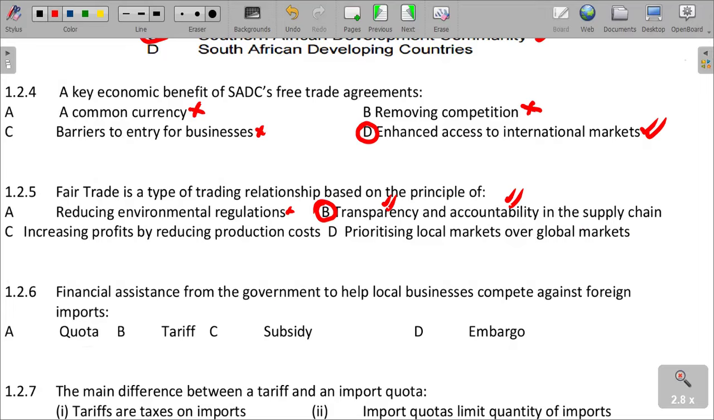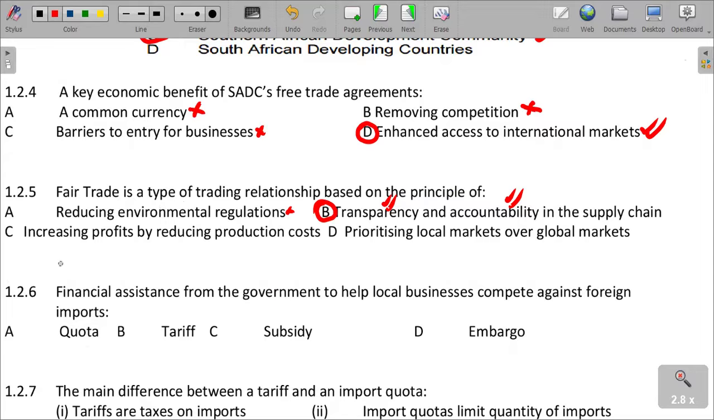These are also principles upheld by the World Trade Organization, which ensures fair trade, whereby countries should be honest, accountable, and always transparent about what they are selling and advertising. So transparency and accountability in the supply chain is the best answer in terms of the principle of fair trade relationships.